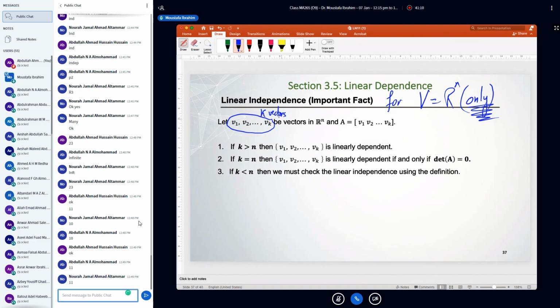So, here we have k vectors in Rn. So we have two numbers. We have k and n. N is the power, k is the number of vectors. Fine?